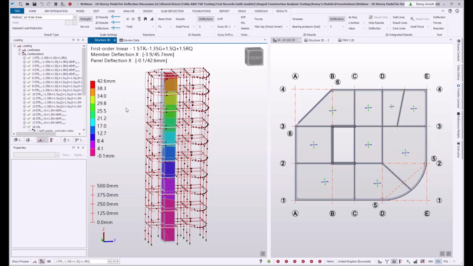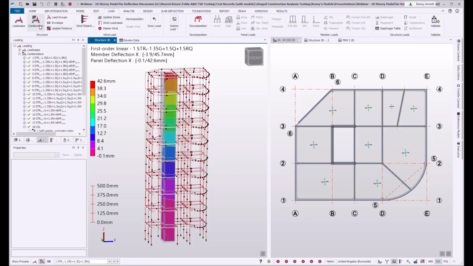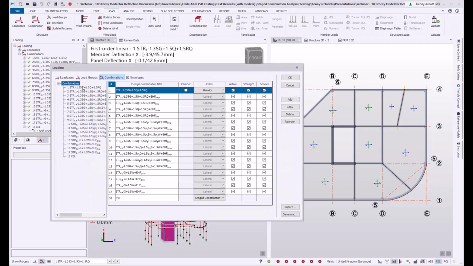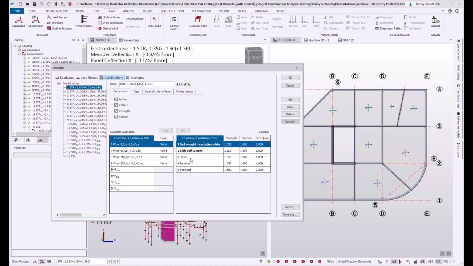So for that, if I go and look at the load combination, in that combination I've included self-weight, dead load, services, imposed. The dead load is a finishes allowance that's set to 0.75 kilonewtons per square meter on every floor. Services, again an allowance of 0.75, and the imposed load is set to 2.5 kilonewtons per square meter.